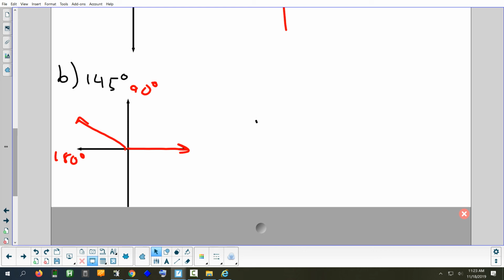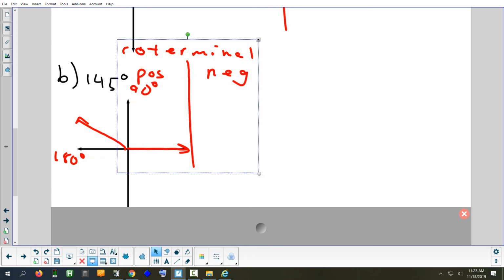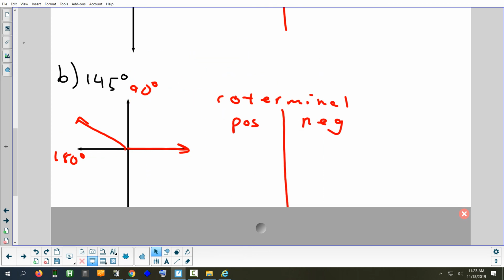Okay. Now we'll do the same thing I just did. What's an angle that is coterminal with 145 and positive? 505. And just in case somebody's not sure how we got that, what was the math? Just add 360.